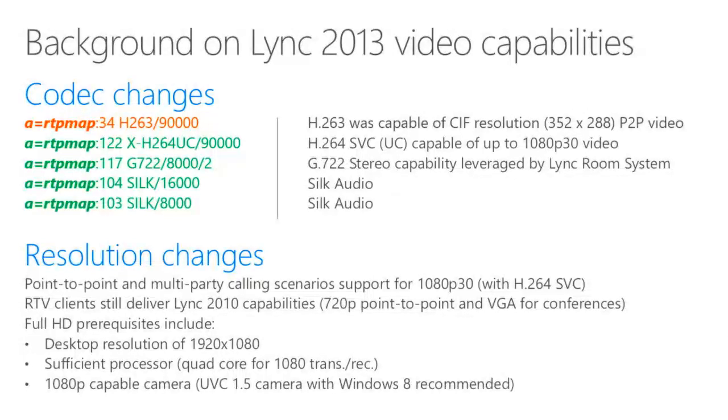The other thing to bear in mind is that because the new codec supports up to 1080p 30, you need to also have the right computer in place, the right amount of processors, quad-core or above. You also need, where possible, a UVC 1.5 camera, and Windows 8 also helps. And of course, all those prerequisites are measured as a part of the Windows Experience Index, which the Lync client relies on. And there's a whole load of logic in the Lync client that Microsoft have created that basically allows you to do certain things in certain scenarios.